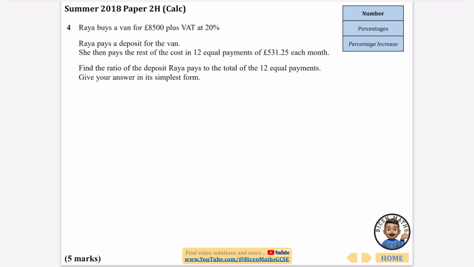It's a percentage increase question and we're allowed to use a calculator. So Raya buys a van for £8,500 plus VAT at 20%. Well, I'm actually going to do some maths on this immediately. This means that we are going to increase it by 20%, and then we'll read the rest of the question afterwards. Now, to increase something by 20%, I would really encourage you, if you have a calculator, to use a multiplier. Increasing by 20% is multiplying by 1.2.